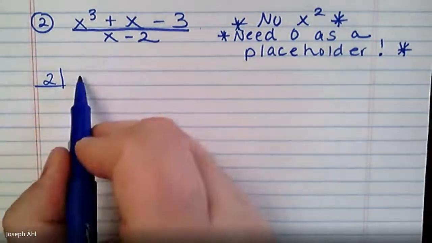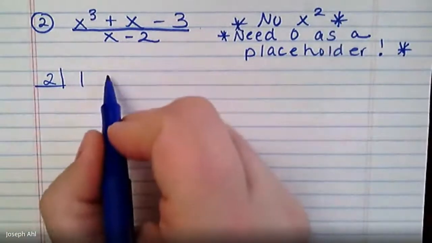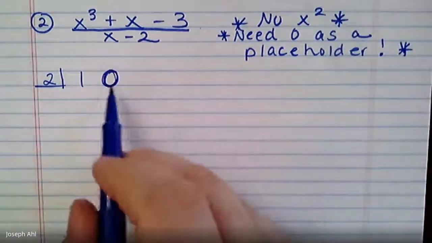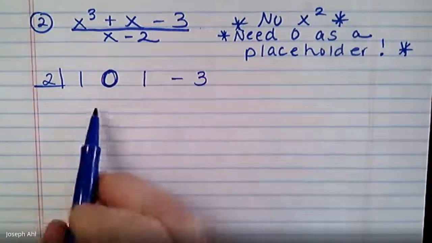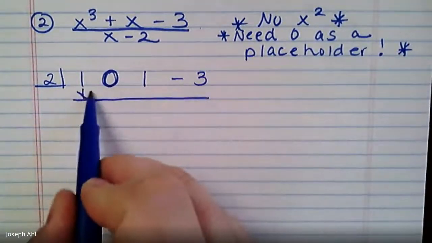All right, what are the coefficients? Coefficient of x cubed is 1. Coefficient of x squared, 0. Don't forget to include that. Coefficient of x is 1, and then -3. Okay, so bring down the 1.